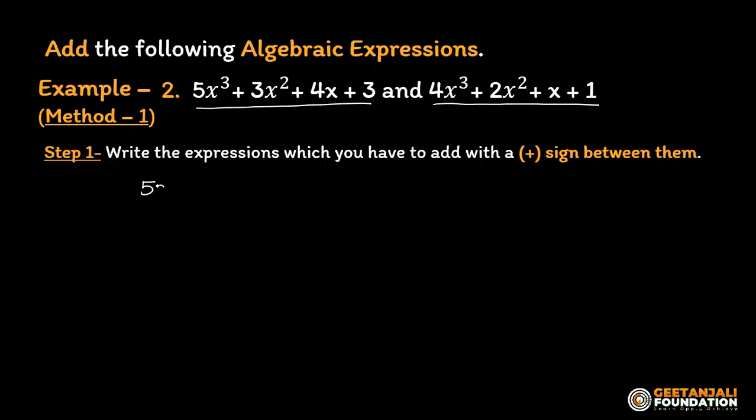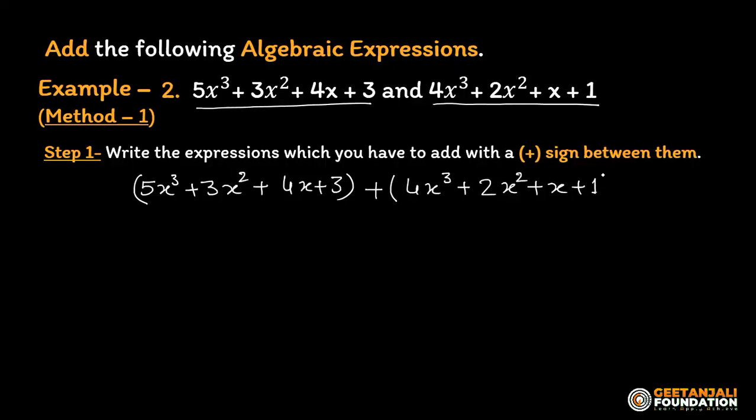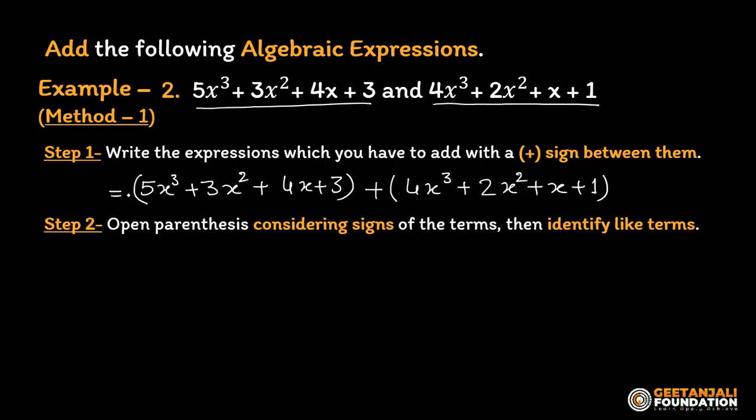So we will write 5x cubed plus 3x squared plus 4x plus 3. So this is our first expression. I will write it in parentheses so we can identify that this is the first expression, and the second expression is 4x cubed plus 2x squared plus x plus 1. So we have done step 1. Now in step 2, open parentheses considering the sign of the terms. Then identify like terms. So we will open these parentheses.